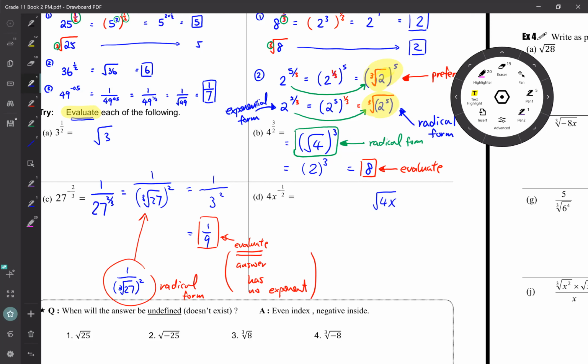I got 4 over the root of x. Okay, 4 over root of x. That looks very different. Anyone else want to add to the list? Anyone got something different?